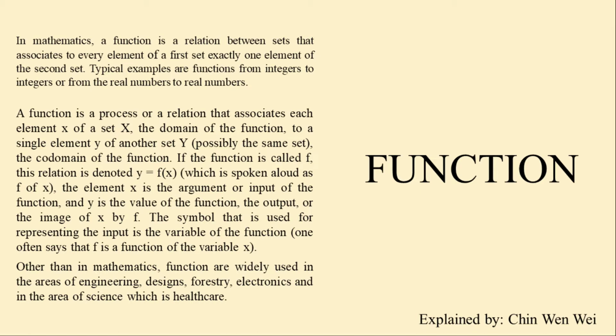A function is a process or a relation that associates each element x of a set X, the domain of the function, to a single element y of another set Y, possibly the same set, the codomain of the function. If the function is called f, this relation is denoted y equals f(x), which is spoken aloud as f of x. The element x is the argument or the input of the function, and y is the value of the function, the output or the image of x by f.